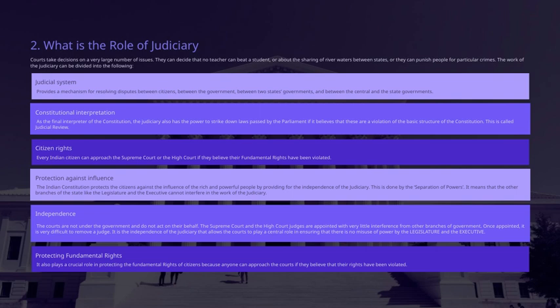First, there's the judicial system itself, which provides a way for citizens to resolve disputes, whether it's between individuals, between the government and individuals, or even between different state governments. This helps maintain peace and order in our society.